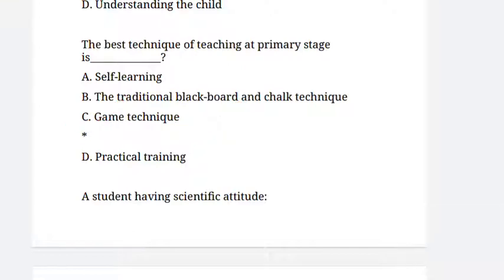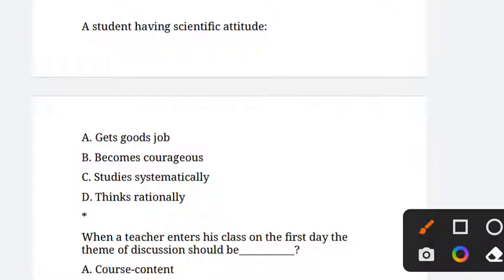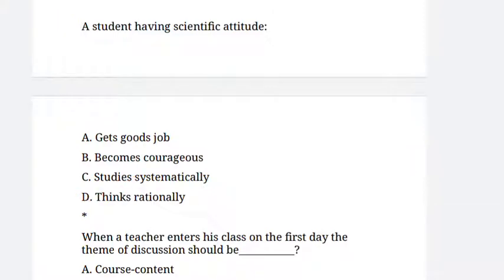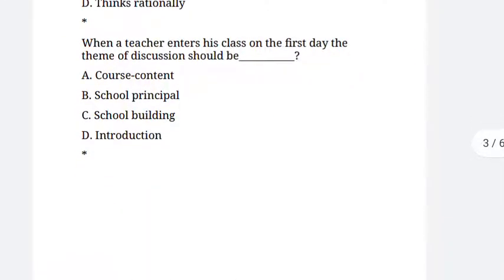C is correct here. Next question, a student having scientific attitude. Its answer is option D, think rationally. Next question, when a teacher enters his class on the first day, the theme of discussion should be. Its answer is option D, introduction.